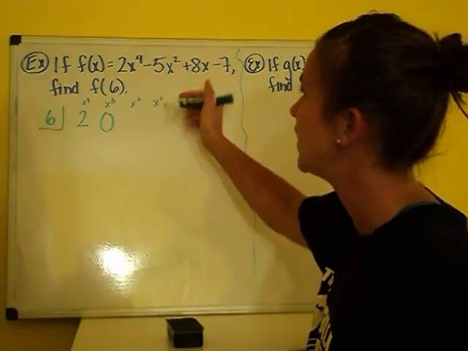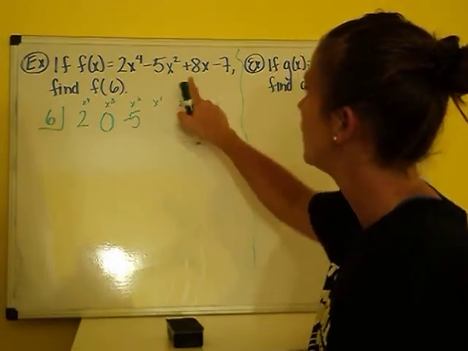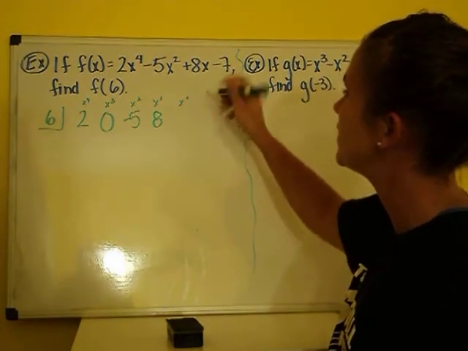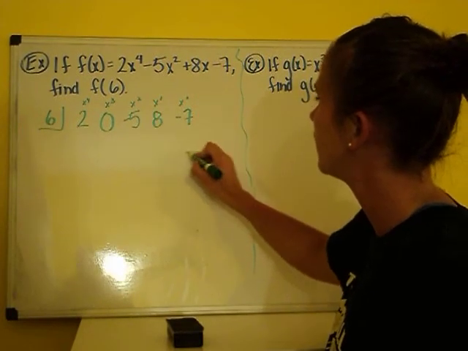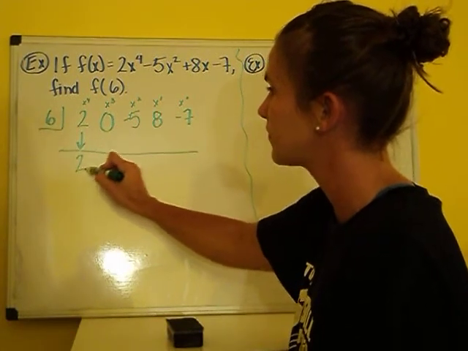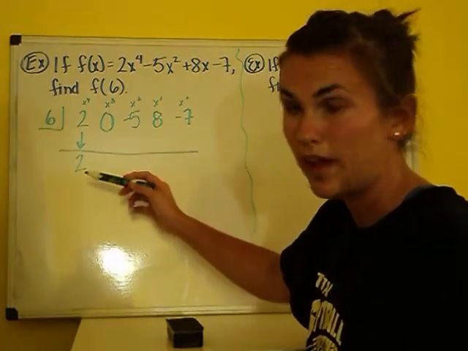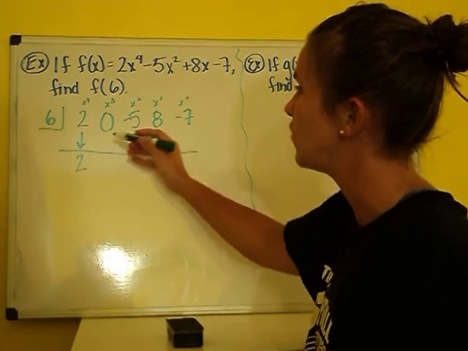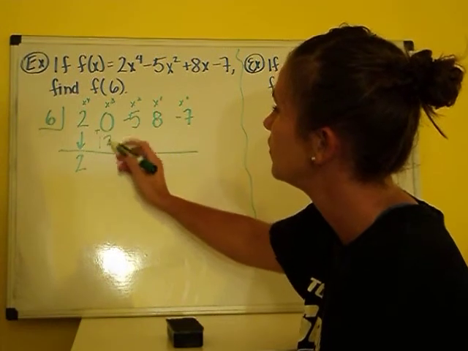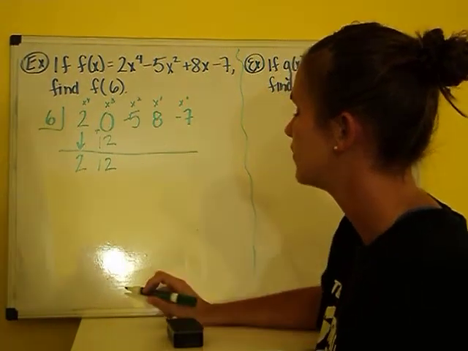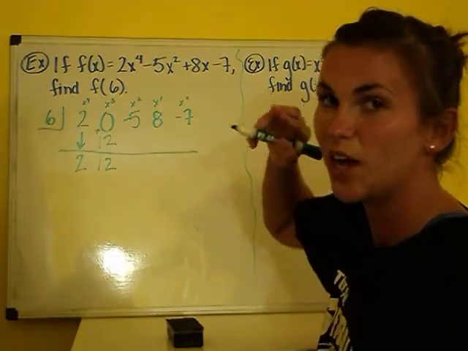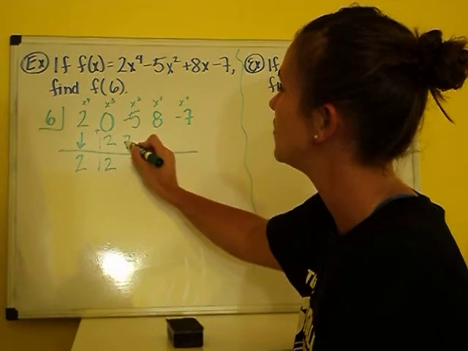Okay, x squared, we get negative 5. X to the first is 8. And then x to the 0 is negative 7. Okay, first step, we drop this first number below the line. When we're below the line, we multiply. So 2 times 6 is 12. 12 plus 0 is 12. 12 times 6. Get out your calculators. That is 72.